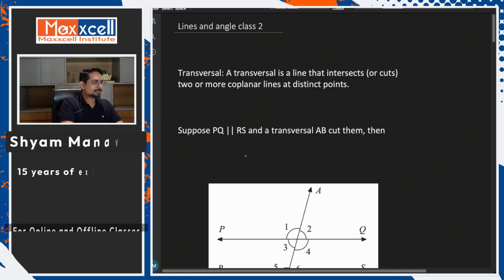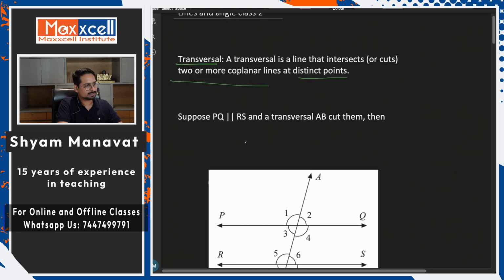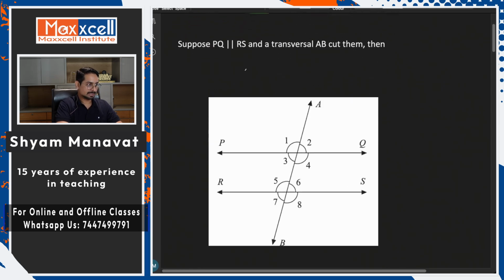Here we have a new term called transversal. What is a transversal? A line that intersects two or more coplanar lines at distinct points. Obviously it will intersect at distinct points. Okay, not necessarily, it can be the same point also. Well, a transversal passes through two or more lines, and it intersects the lines at distinct points, not at a common point.